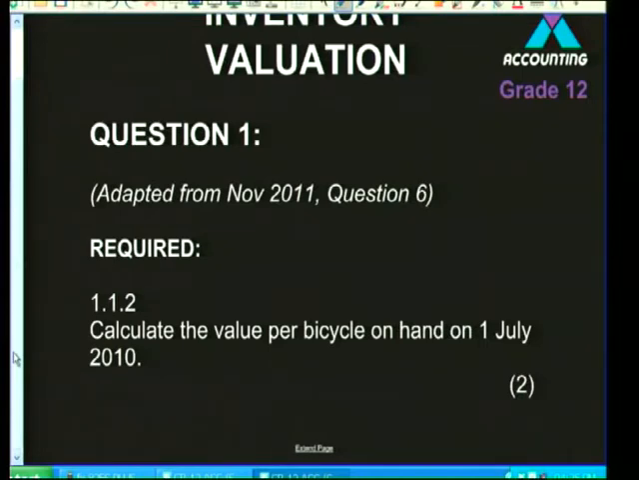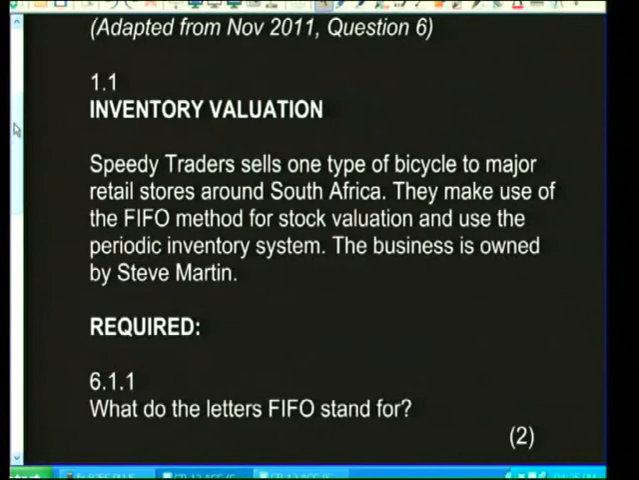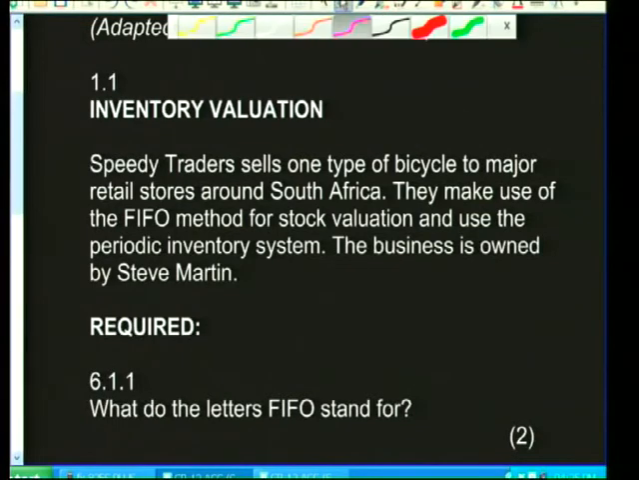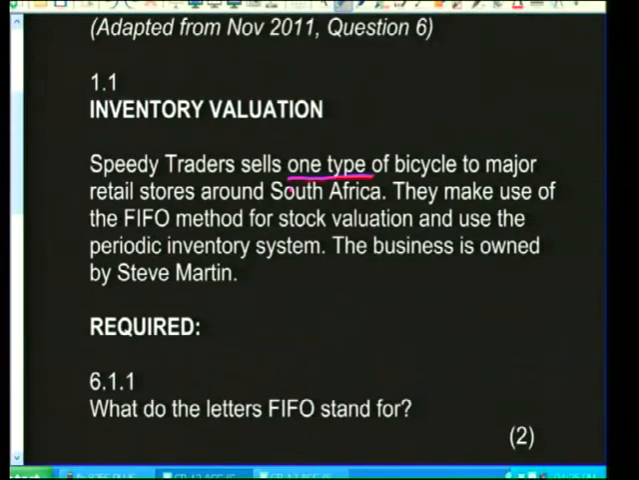So we'll have to go and check and see what the question's actually asking us. You'll see that we are given some information on Speedy Traders. And let's read through the paragraph together. It says there that Speedy Traders sells one type of bicycle to major retail stores around South Africa. They make use of the FIFO method for stock valuation, and they use the periodic inventory system.